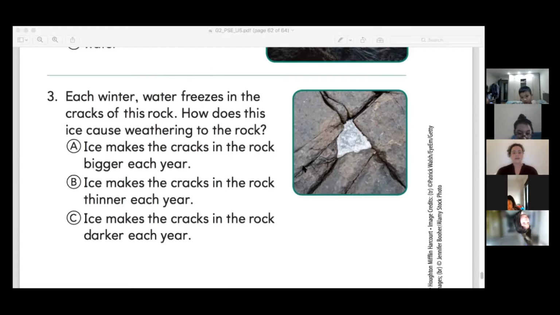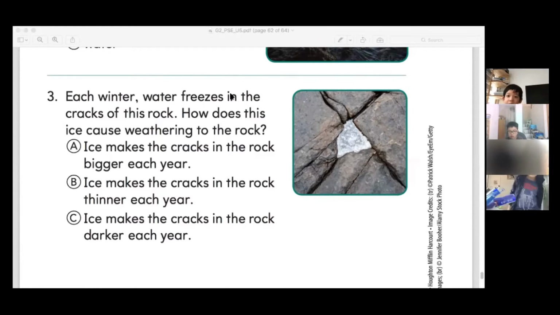Nam, what is the answer to number 3? What is the answer for number 3? I make the crack in the rock darker each year. So the ice changes the color of the rock? Is that what weathering is, Nam? Ice changes the color? Is that what weathering is? Try again. No. I make crack in rock bigger each year.